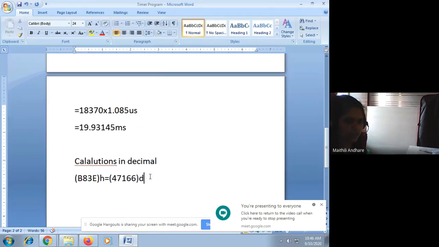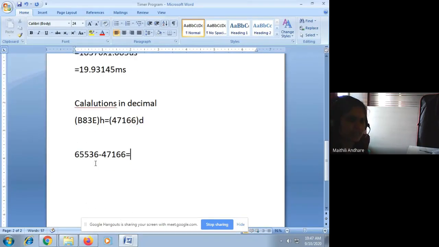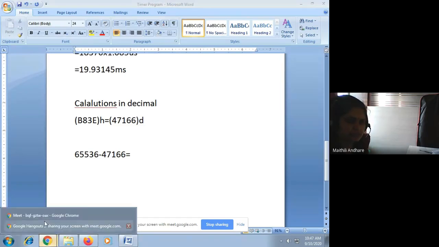Okay, so once I have the decimal of this hexadecimal value, I will write the formula: 65536 minus. See here, no need to add 1 because FFFF becomes 65535, and already it has been taken as 65536. That's why in this formula 1 is not added. So just remember the logic. Don't mug up the formula without knowing anything. 47166. So do this simple subtraction and tell me the value.